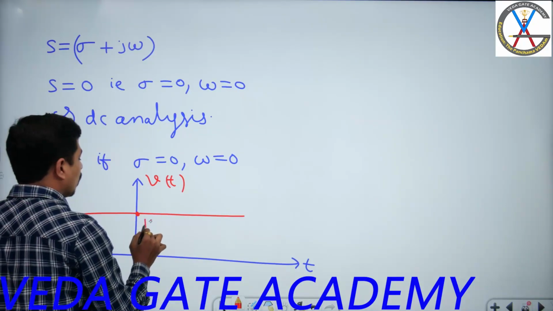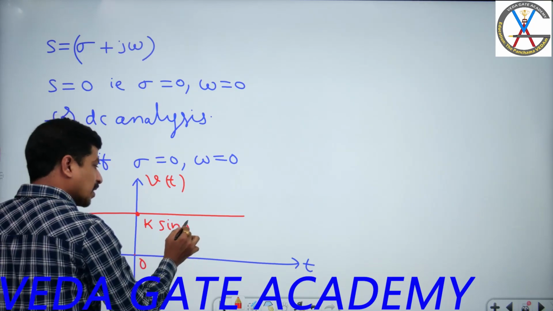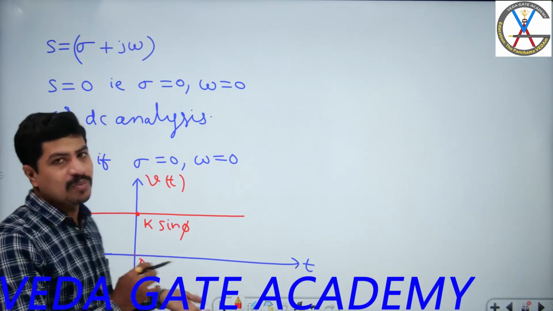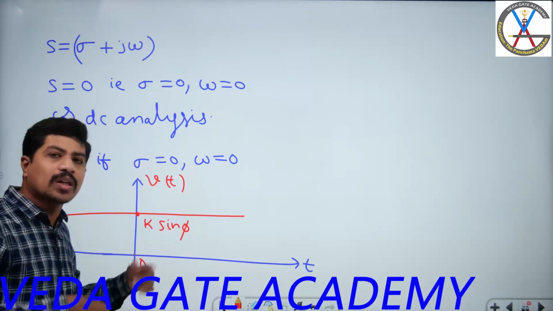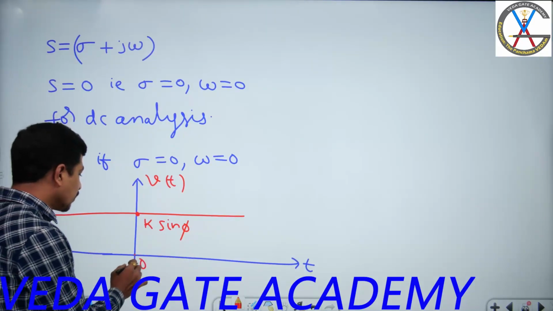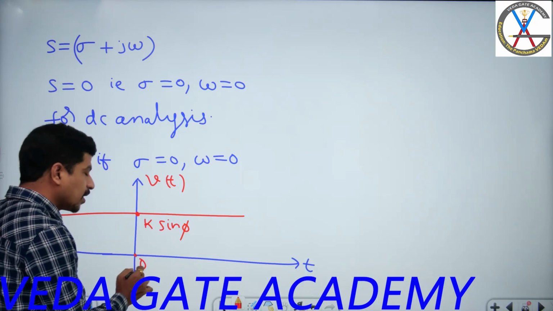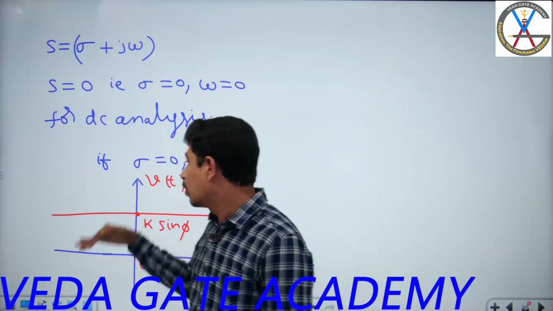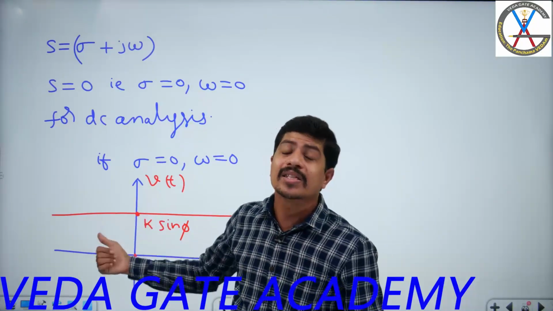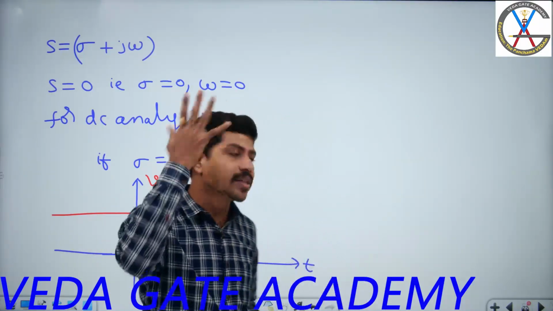What is the magnitude we got? K sine phi, by assuming that K and sine phi both are positive. If any one of those two is negative, it will be downside. If both are negative, it will be upside. And one more thing, this point I am representing as 0 and I am not representing this one as a 0 value. It may be either up or down. But one point you have to understand here is this is a DC signal, pure DC.